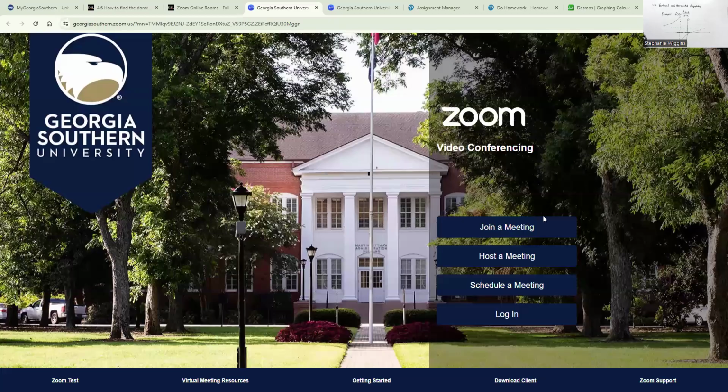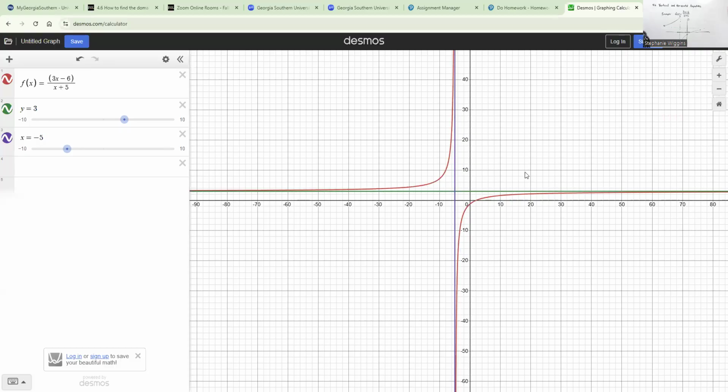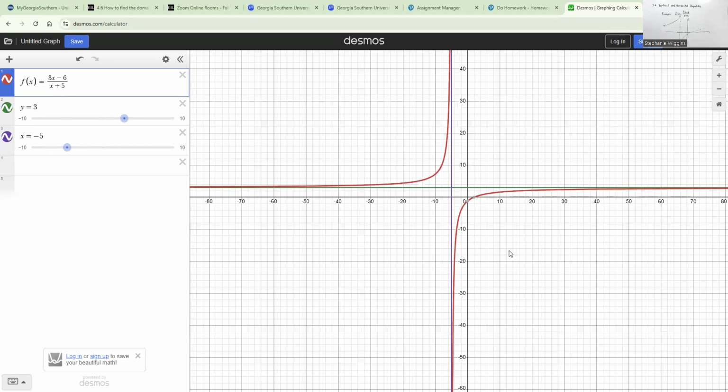All right. So, let's see, where am I? Here we are, Desmos. Okay, I've already put the function into Desmos. And here it is, 3x minus 6 in the numerator, x plus 5. I don't think I need those parentheses. I was just using them to, okay. And then I graphed y equals 3 and x equals minus 5. And you can see this is a much better description.